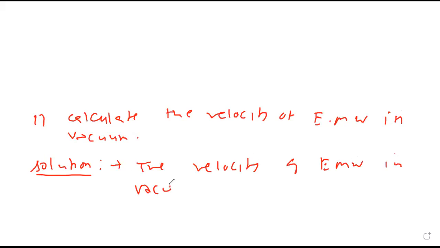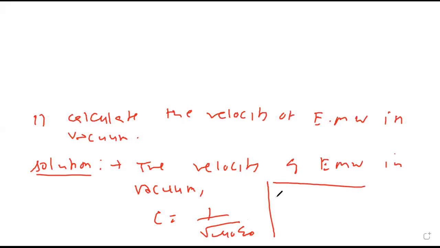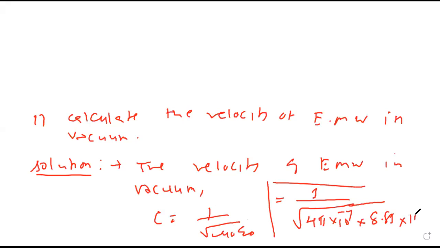If E and B are given, then that ratio. Or we can say velocity in vacuum is 1 upon root of mu naught into epsilon naught, because these values we know. So this is nothing but 1 upon root of mu naught, which is 4 pi into 10 raised to minus 7. You have to remember. Permittivity is 8.85 into 10 raised to minus 12.